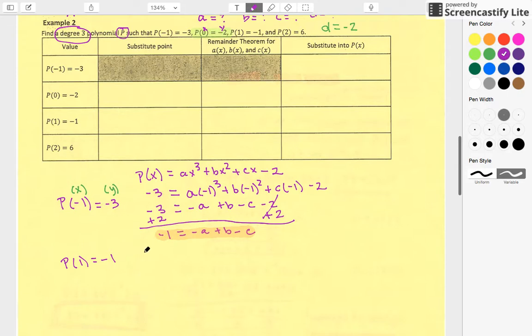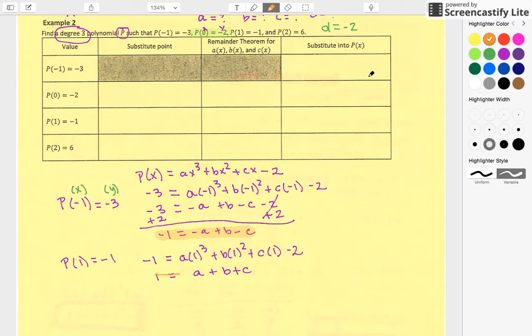So when you do that, you should get -1 is equal to, let's see, a times 1 to the third plus b times 1 squared plus c times 1 minus 2. And then your final answer should equal to this when you simplify. Okay, so that's our second equation. I meant to highlight. So that's our second equation.